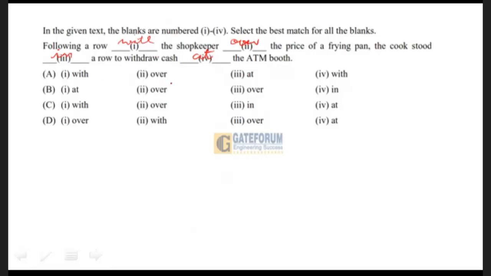With, over, yes. So at is not matching. So this is not so. This is also not so. Let us check this. With, over, in, yes, number C is the correct one. Okay, let's go to the next.